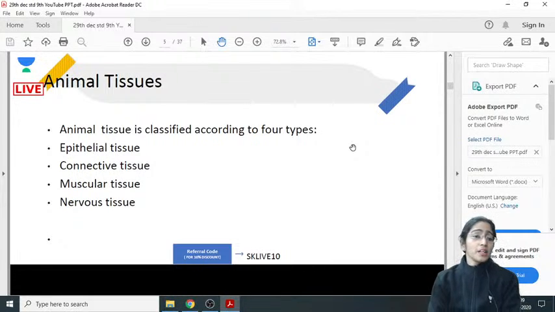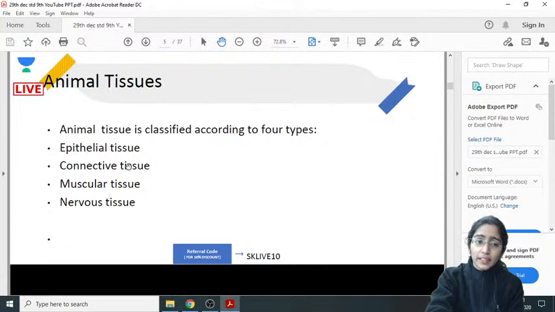Okay. Now, if I talk about the animal tissue, I'll not be talking about the plant tissue because that's already been done many times. Animal tissue has been classified into 4 types: epithelial tissue, connective tissue, muscular tissue, and nervous tissue. Today, I'll be talking about the connective tissue in detail. Okay.